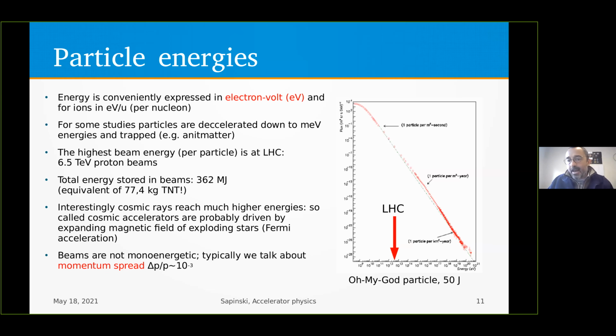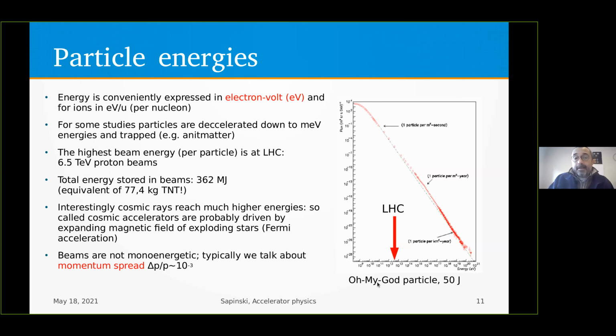Actually, one of the particles with these very high energies, observed in, I think, 1991, is called the Oh-My-God particle, and the energy of this single particle was 50 joules. 50 joules is something you can easily feel. It's hot. If 50 joules is transferred to your hand, you feel really hot.